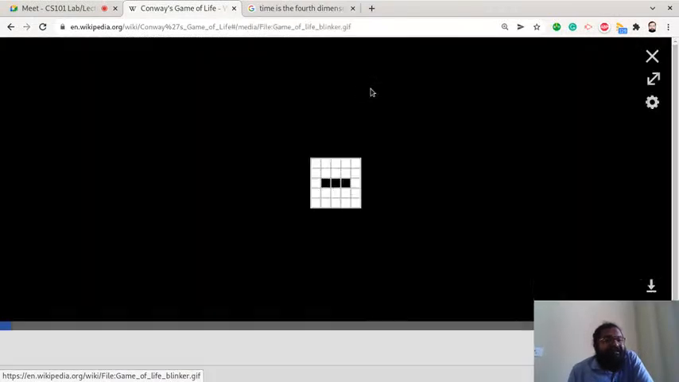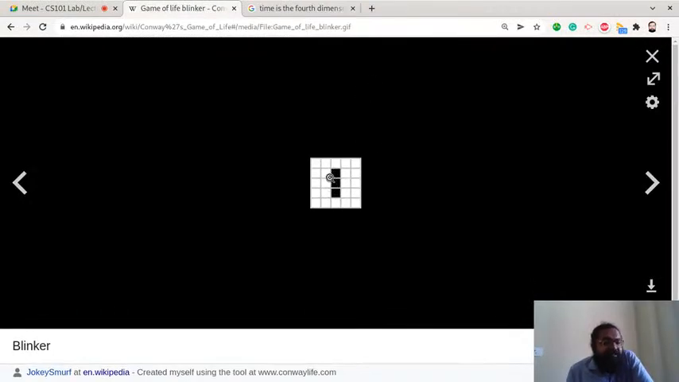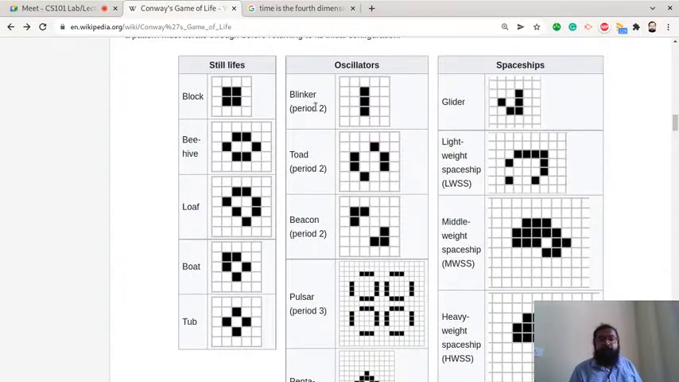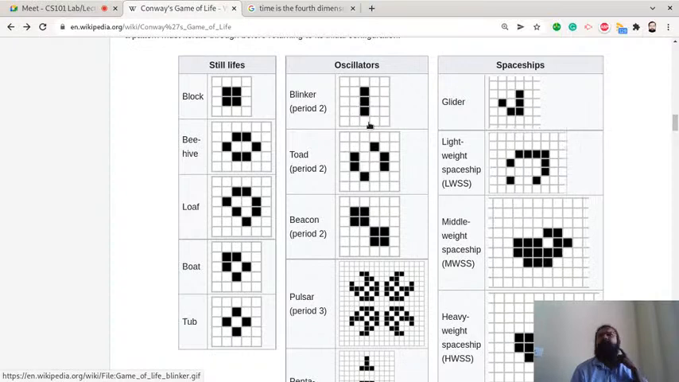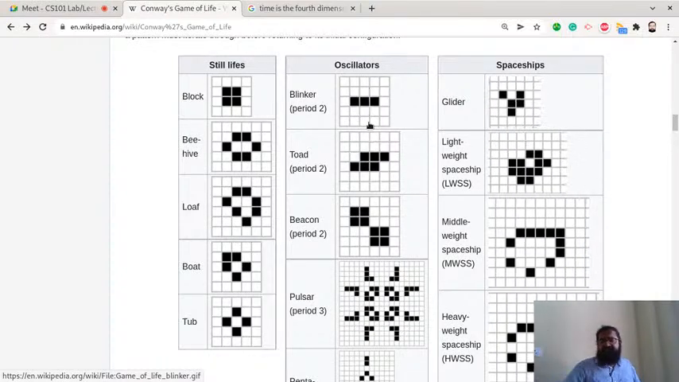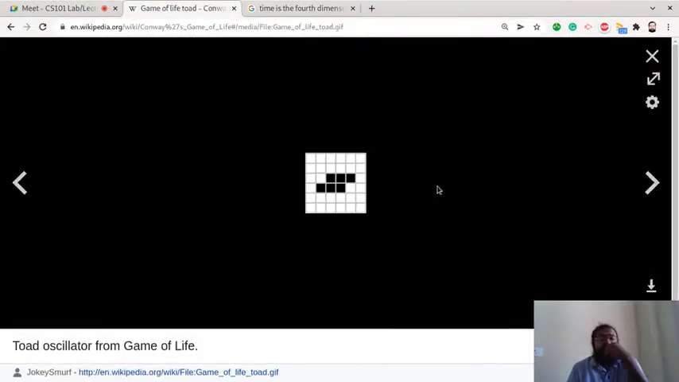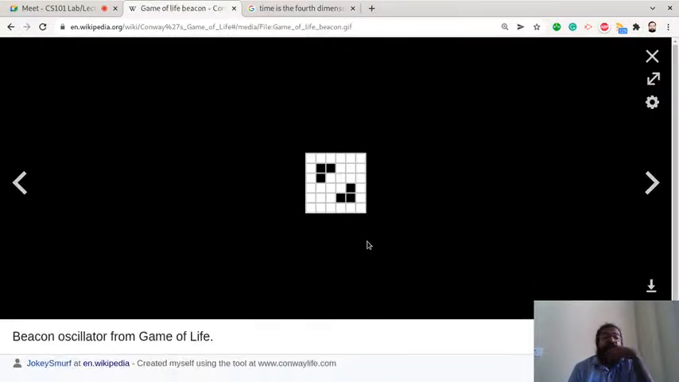For the oscillator, if you have a pattern which is 3 horizontal cells or 3 vertical cells, then after every successive generation the cells will keep changing position like this. So that's called a blinker. Period 2, I think, means that for every 2 successive generations it is going to blink. Then you have a toad. So this is how the toad changes shape. Then you have a beacon.